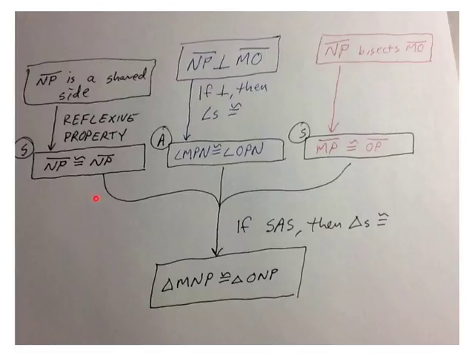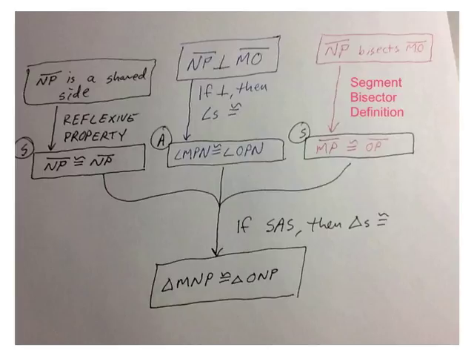So here we have, off to the left, the shared side, which gives us that NP is congruent to NP. Next we've got those congruent angles, MPN and OPN, based on the fact that we had perpendicular segments. And then finally, we've got the fact that NP bisects MO, which gives us that MP is congruent to OP, which is true by the segment bisector definition.